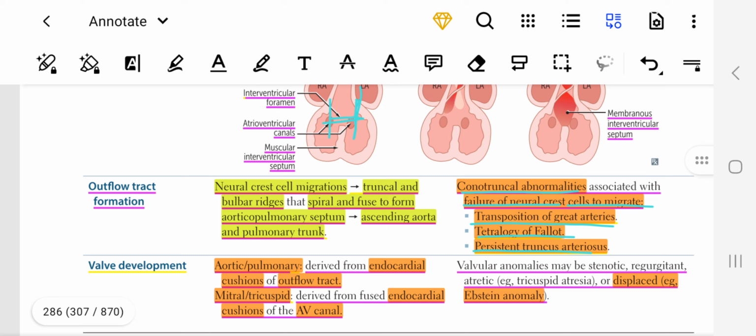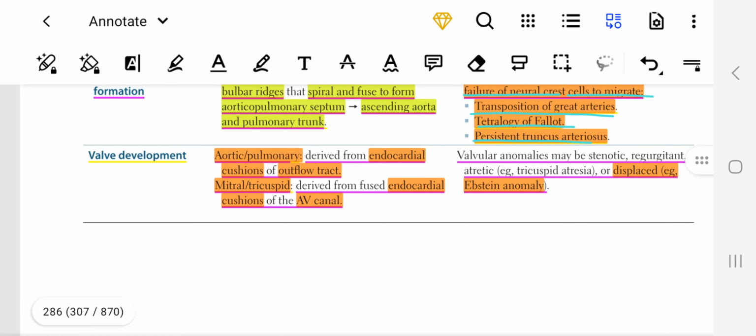Once again, neural crest cell migration: the truncal and bulbar ridges spiral and fuse to form the aorticopulmonary septum, the ascending aorta and pulmonary trunk. Conotruncal abnormalities are associated with failure of neural crest cells to migrate. Examples are transposition of the great arteries, tetralogy of Fallot, and persistent truncus arteriosus.